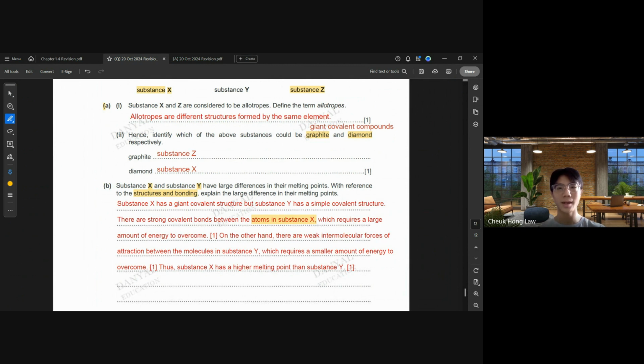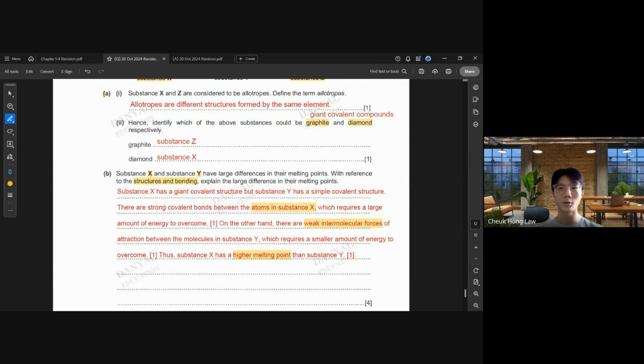And then on the other hand, if we look at substance Y, there are weak intermolecular forces of attraction between the molecules. Intermolecular forces of attraction is always between the molecules in substance Y. So since it's weak, it requires what? Lesser energy to overcome. Therefore, the one that requires more energy will have a higher melting point. Okay, this is how you want to explain your answer.